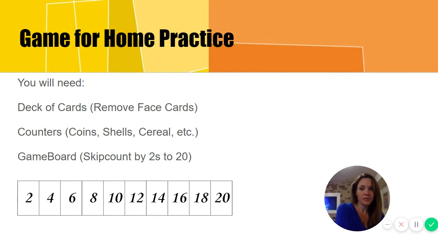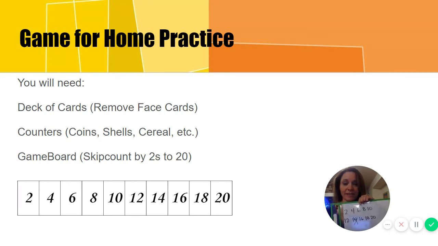You also want to create a game board like this, which you can do by skip counting by 2s. 2, 4, 6, 8, 10, 12, 14, 16, 18, and 20. Now, I'd already started playing this game, and you can see I've crossed out the number 14 already.